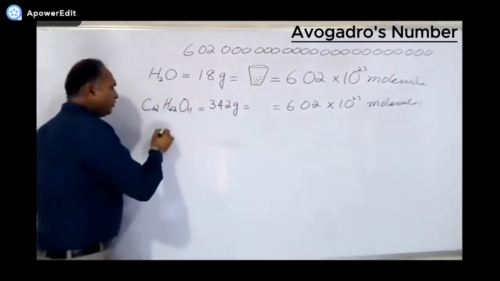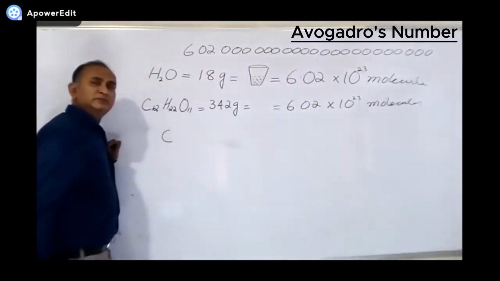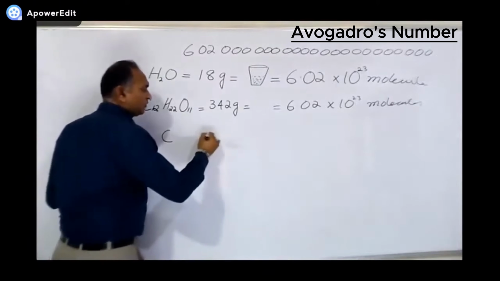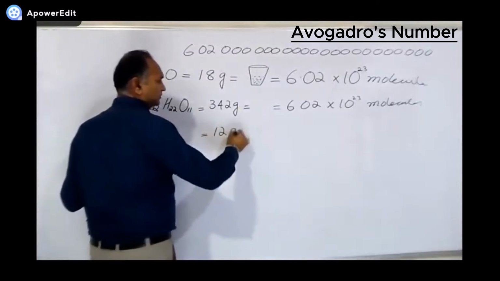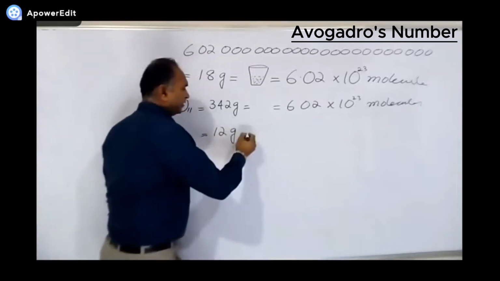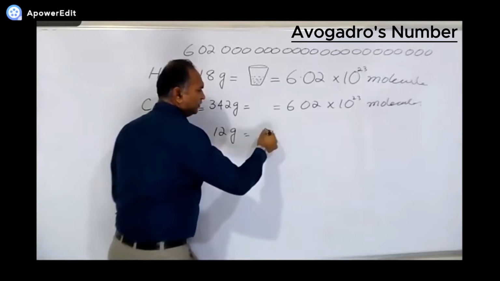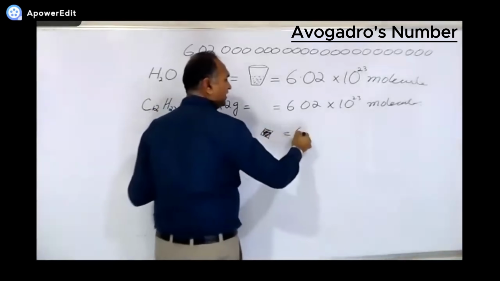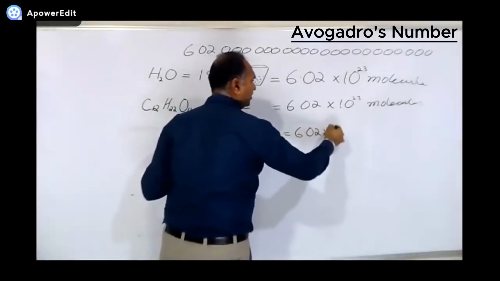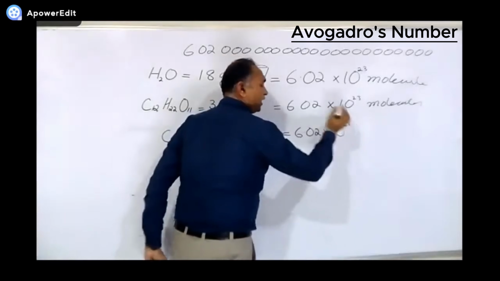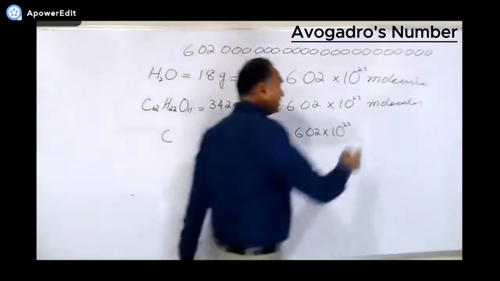If we take 1 mole of carbon, what is the mass of 1 mole of carbon? 12 gram. If we take 12 gram of carbon, means a piece of carbon like this, then it will contain 6.02 into 10 to the power 23 atoms.